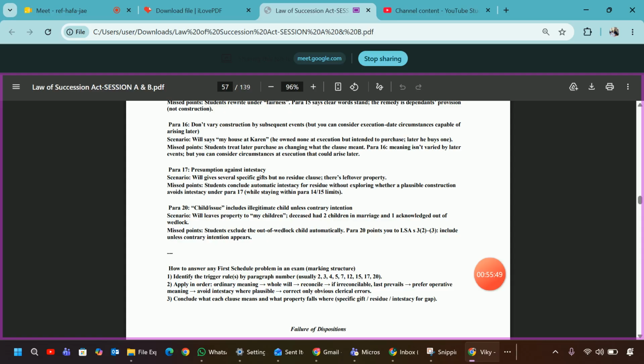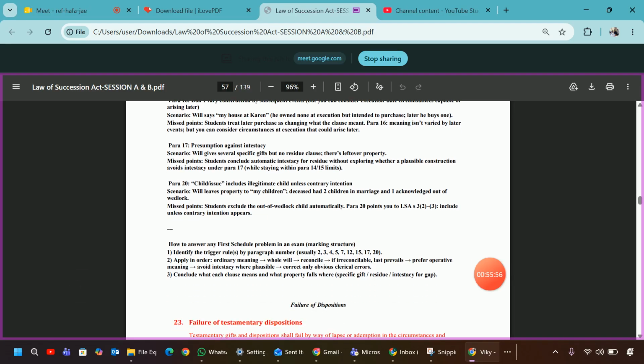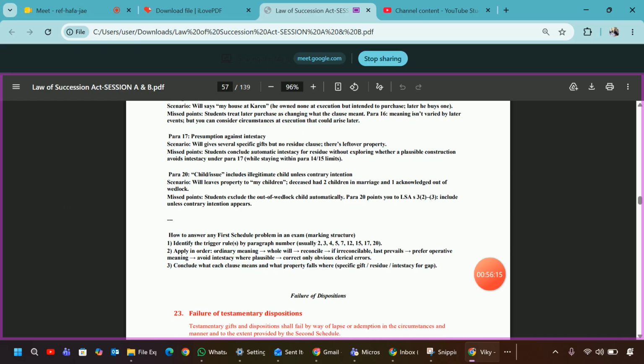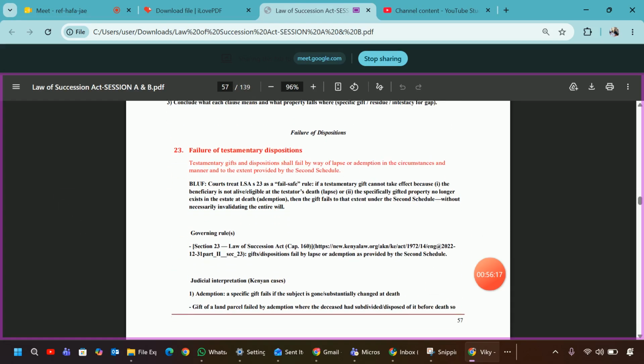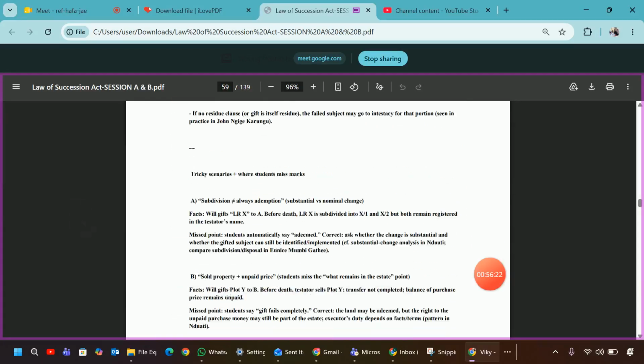Paragraph 20: child or issue includes illegitimate children unless contrary intention. A scenario: I leave property to my children, and the deceased had two children in marriage and one acknowledged out of wedlock. The missed point is that students exclude the out-of-wedlock child automatically. Paragraph 20 points you to LSA section 3(2) all the way to 3(3) to include the child unless a contrary intention appears. So those are the various rules that have been used to interpret or construe a will.